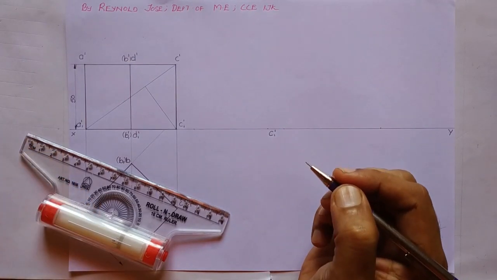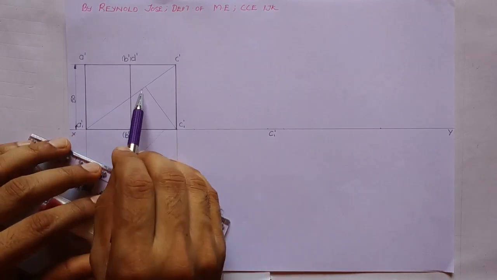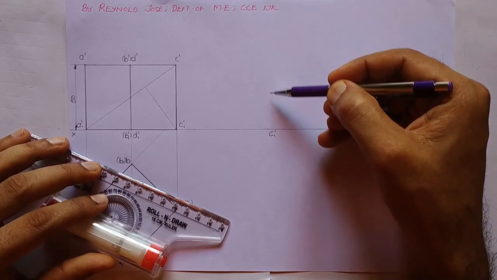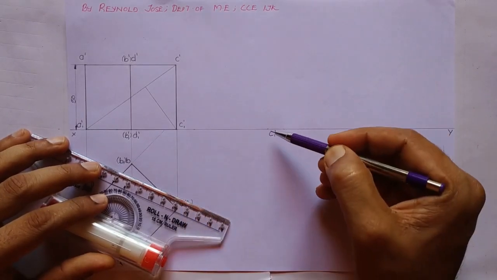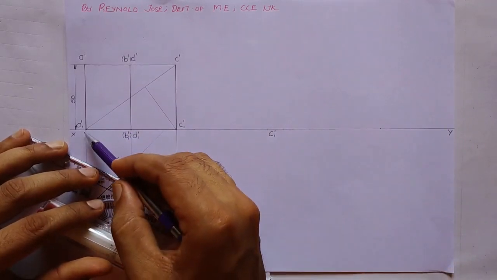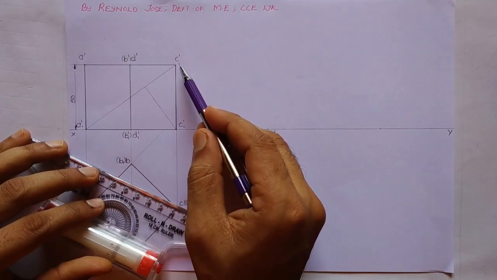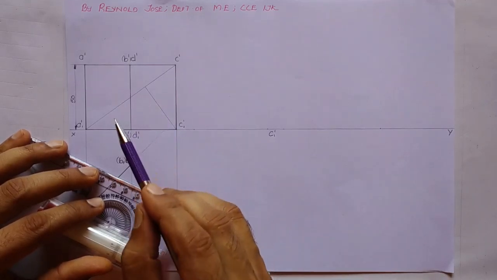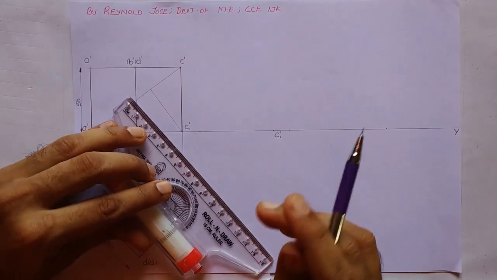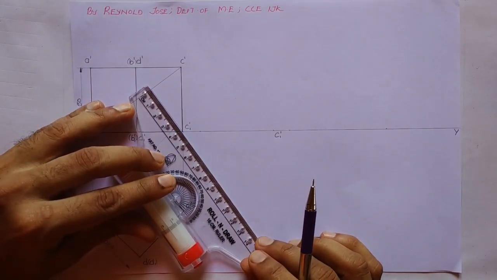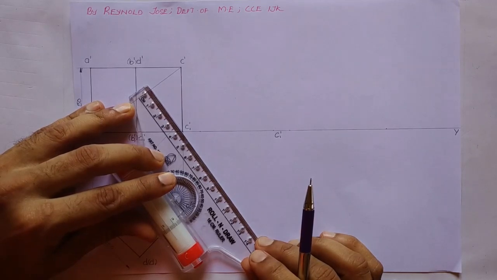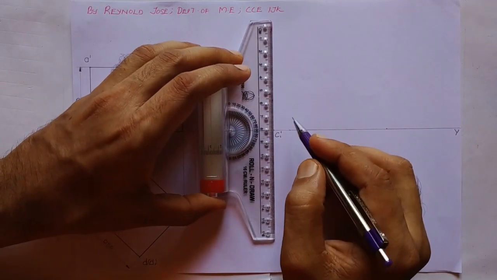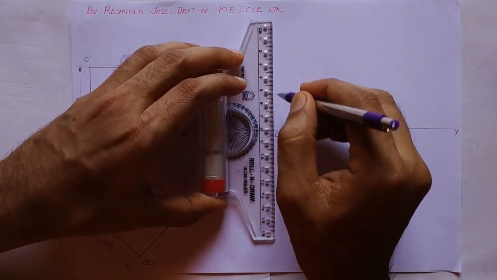Now what I am going to do next is I will be constructing this perpendicular line. I am going to construct this line perpendicularly upwards. So when this line is drawn perpendicularly upwards, body diagonal A1 dash C dash will be parallel to the XY line, because these two lines are perpendicular to each other. So I shall measure this distance. This distance is approximately equal to 41. So I am drawing this 41 mm perpendicular to the XY line.